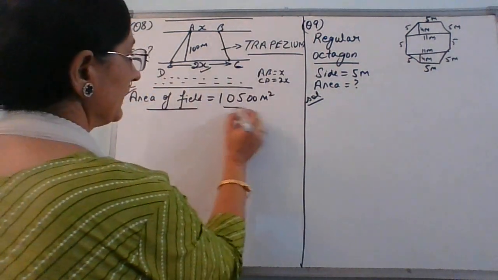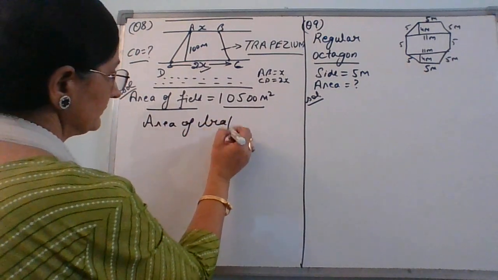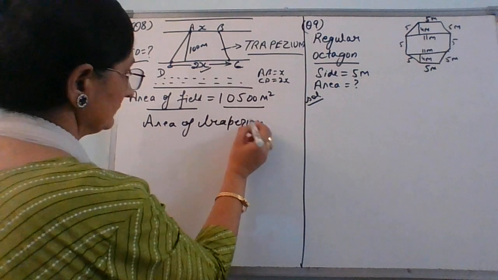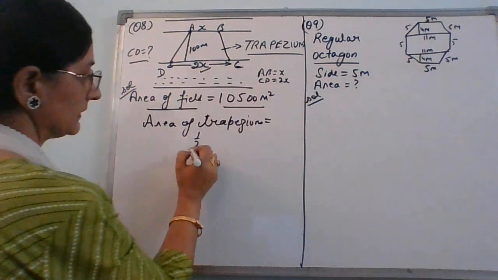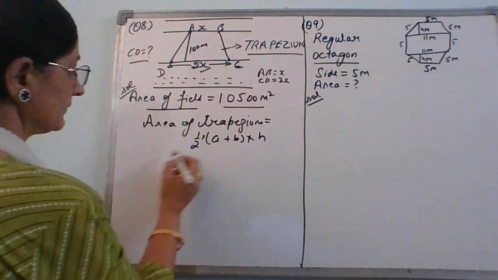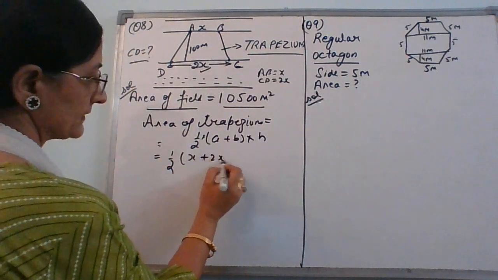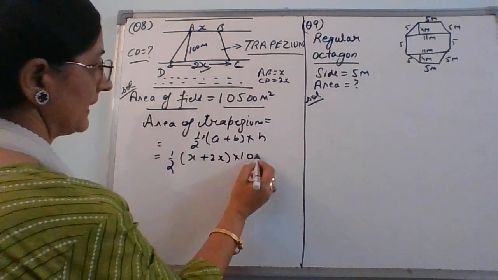Okay, now area of the field is given. Let us apply the area of trapezium. Area of trapezium is half into sum of the parallel sides into the height. So we have here sum of the parallel sides are x plus 2x, other side is 2x, into height is 100.